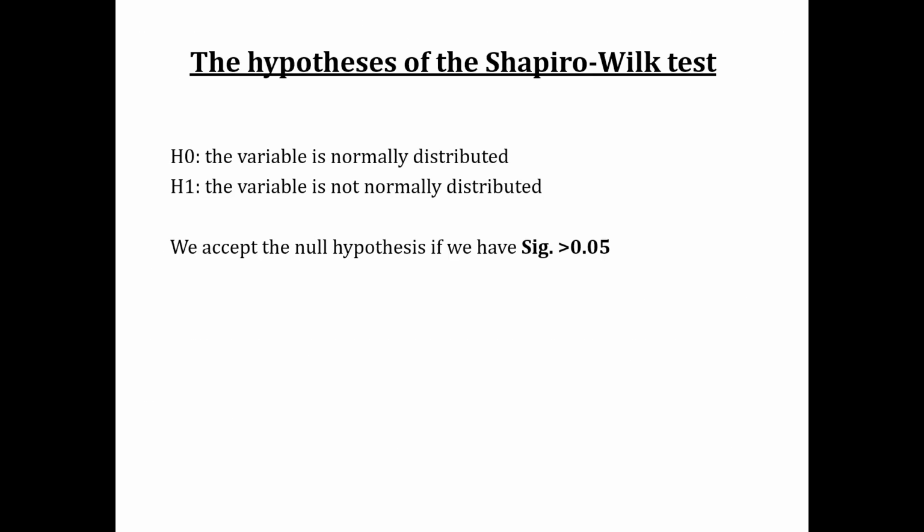Now let's talk about the hypotheses for the normality test. The first one is the Shapiro-Wilk test. The null hypothesis says the variable is normally distributed, and the alternate says the variable is not normally distributed. So we accept the null hypothesis if we have a significance level greater than 0.05.